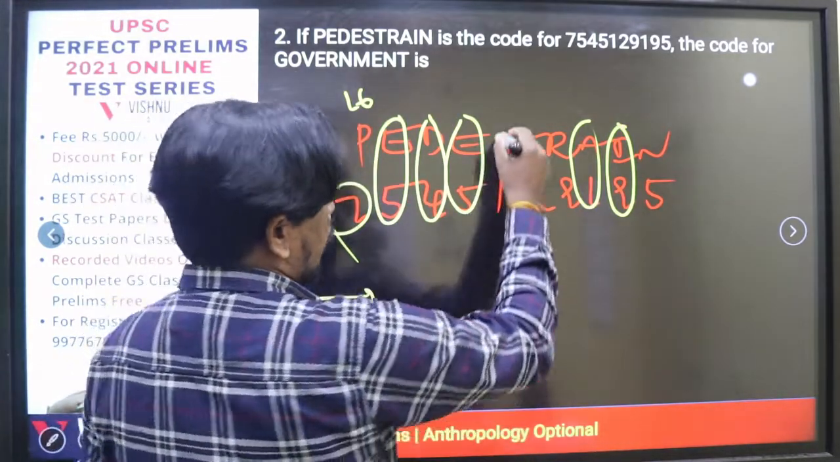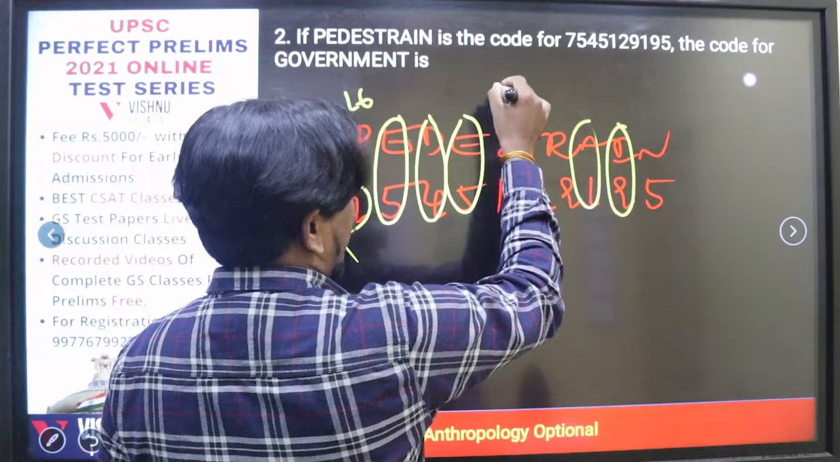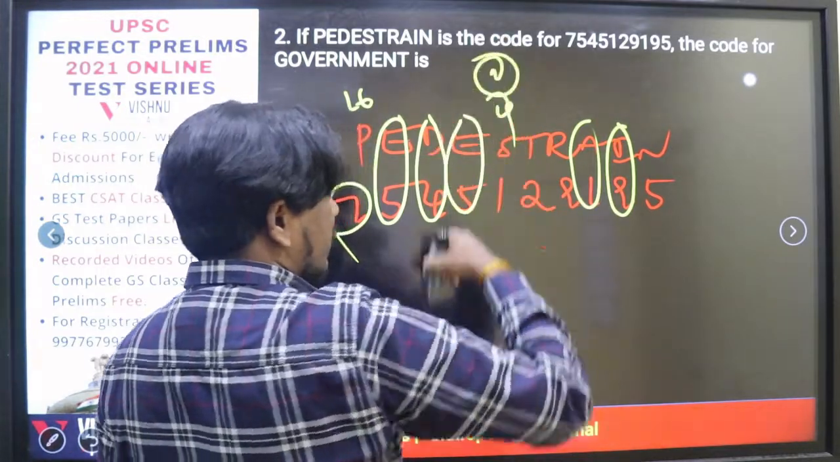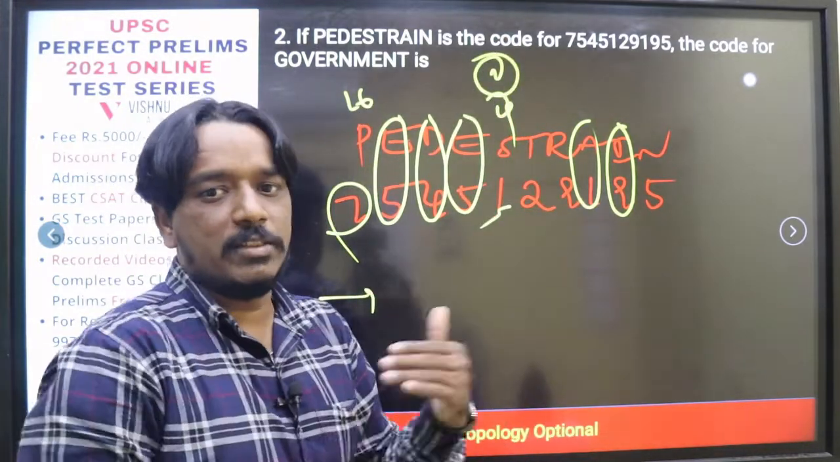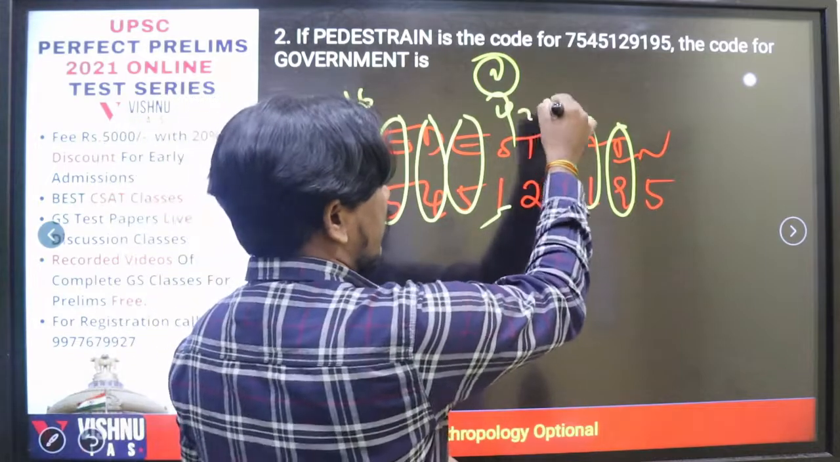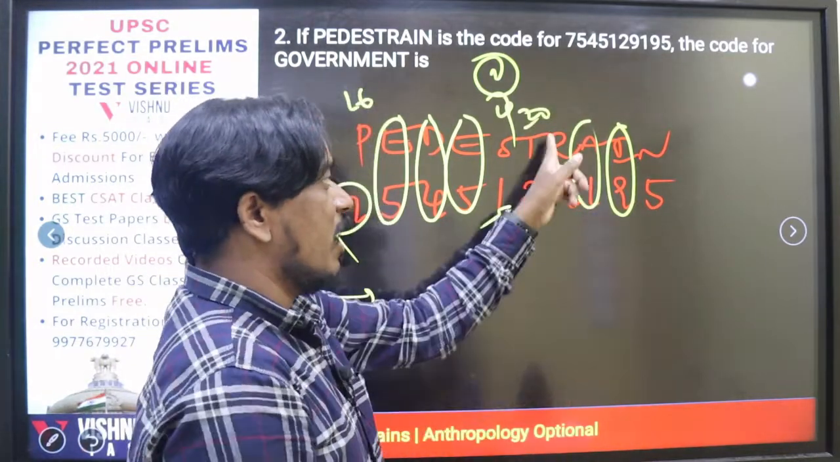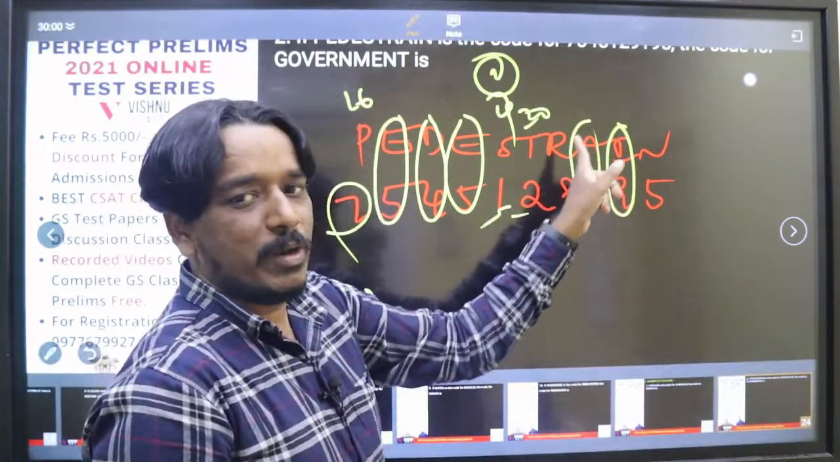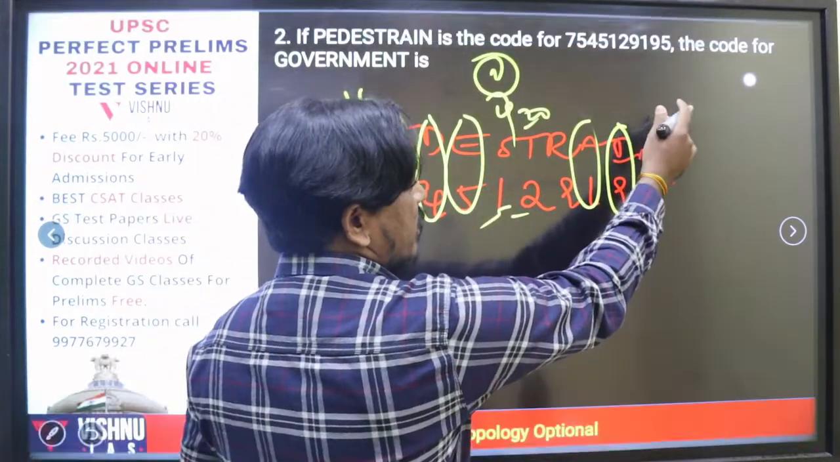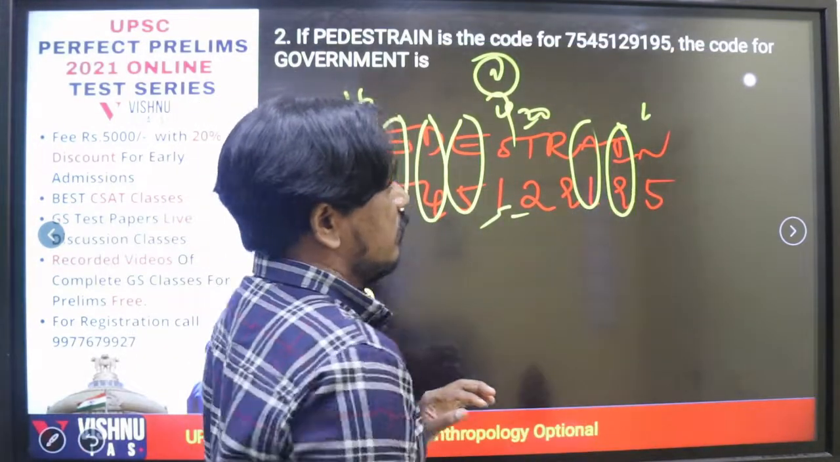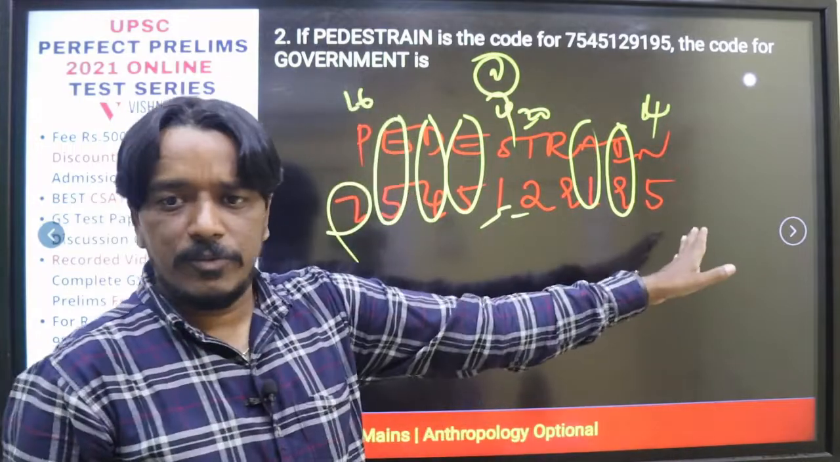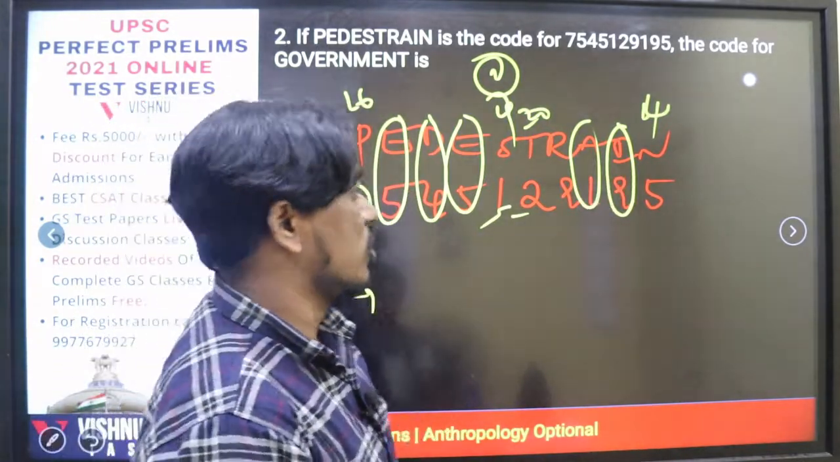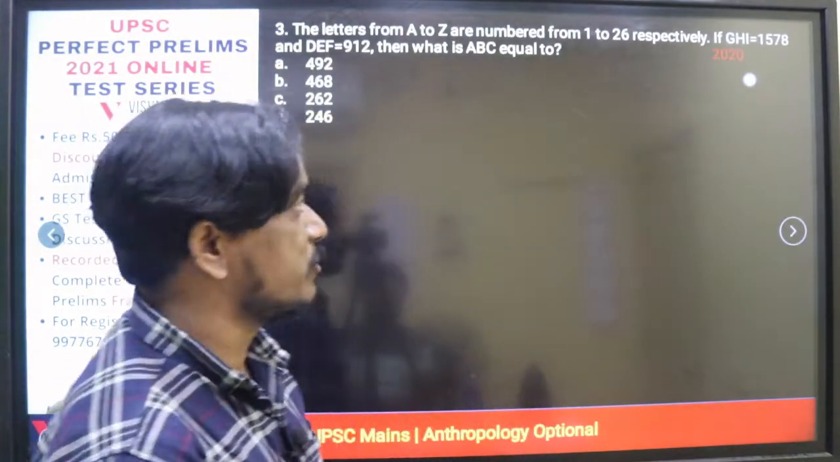Based on that pattern, S is 19, 9 plus 1 is 10. Actually, we have to take a single digit. Again, 1 plus 0, we take 1. Based on that logic, T is 20, 2 plus 0 is 2 only. R is 18, 1 plus 8 is 9. Okay? N is 14, right? 14, 4 plus 1 is 5. This is a digit sum logic. These types of questions also we can expect.